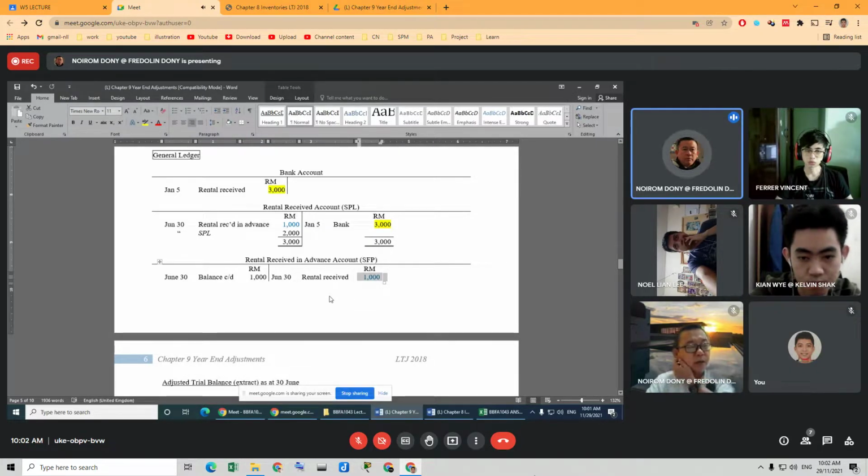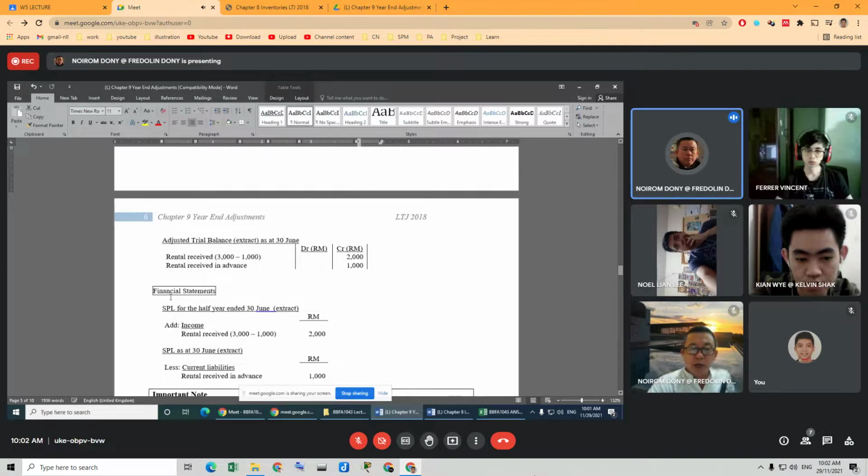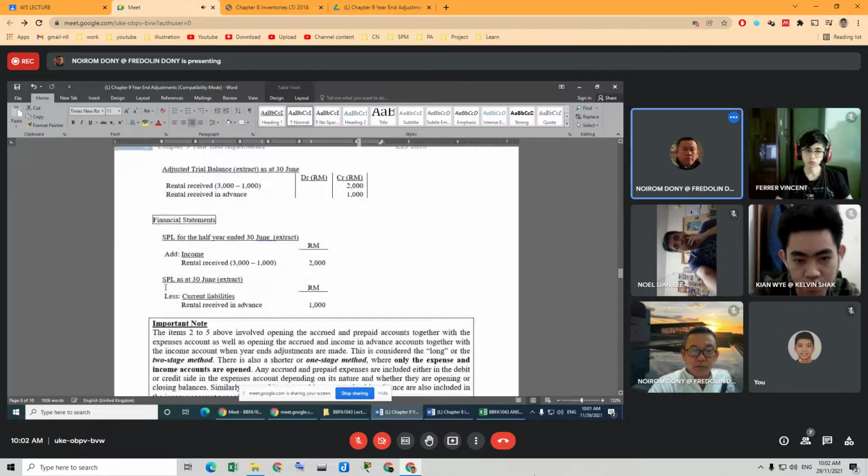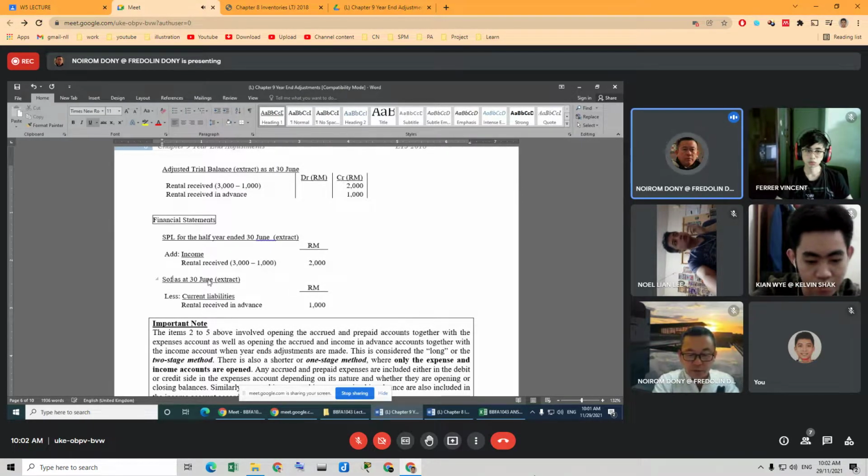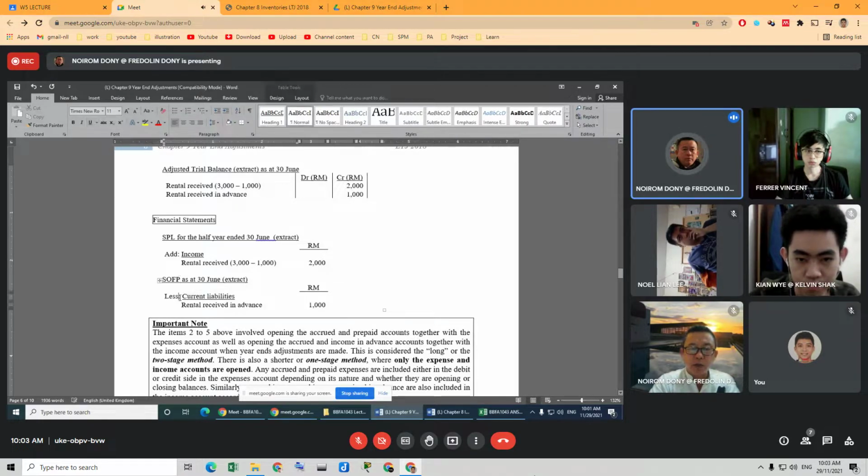Okay. So knowing it is a credit balance, so it should be current liability. So that's why in SOFP, this is SOFP as at 30th of June, extract. So it should be on the current liability. This one, no need to write down.